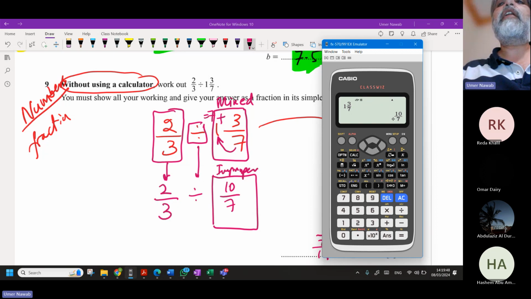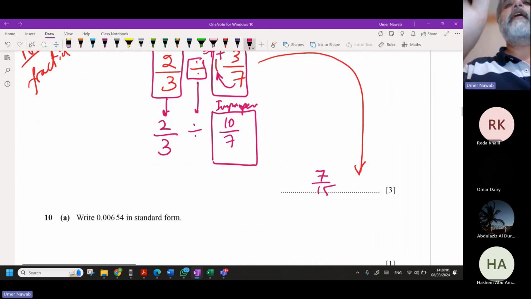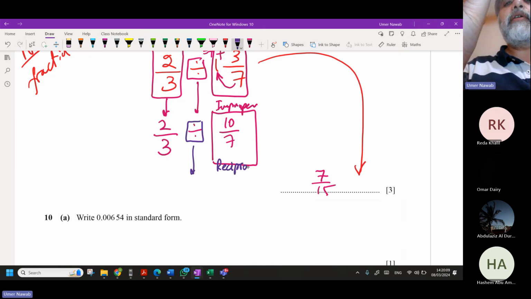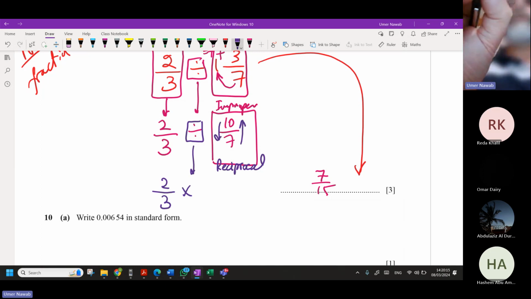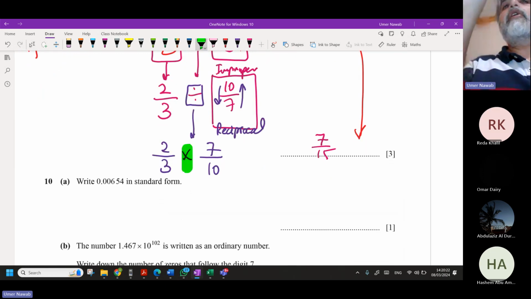And then press the equal sign, and automatically your answer will be converted into an improper fraction. And if you want to convert any improper fraction into a mixed fraction, press shift and SD, and your calculator will convert the answer into a mixed form. So both forms can be done. Now, after that, guys, you have to change your division sign and take the reciprocal of 10 over 7. So the reciprocal of 10 over 7: 7 goes up and 10 goes down. So 7 over 10. Now you have a multiplication sign in between. Don't try to make the denominators the same.